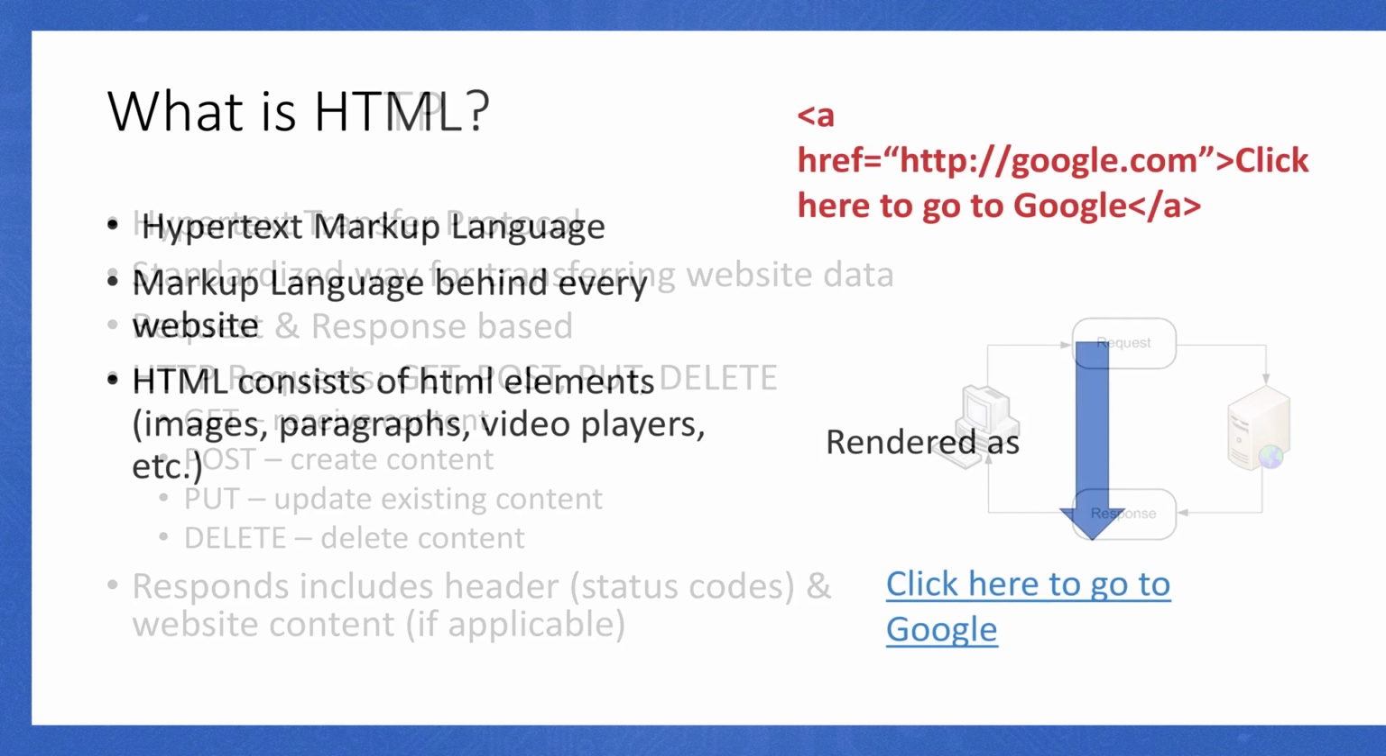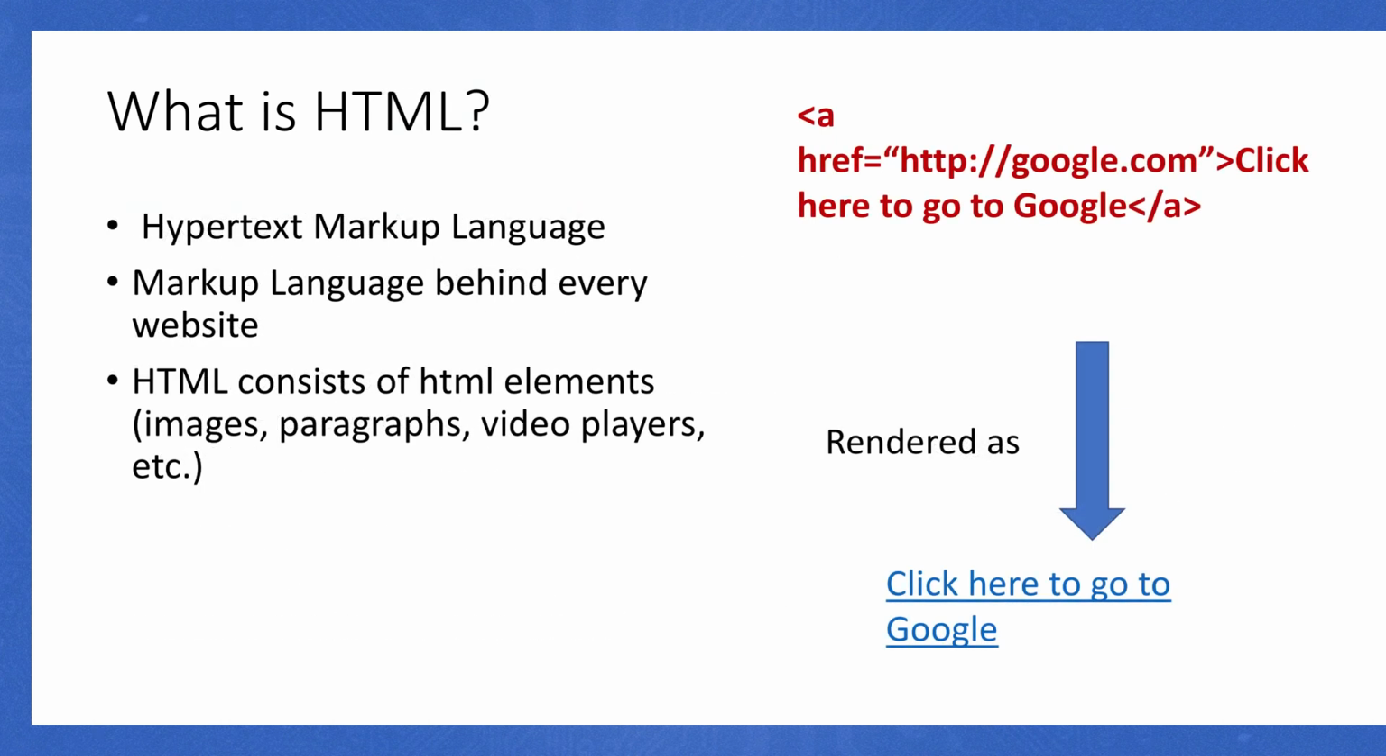Okay, now what is HTML? HTML stands for Hypertext Markup Language, and it's the markup language behind every single website. HTML consists of different HTML elements, such as images, paragraphs, video players, and other items on a web page. On the right, you'll see if you type some HTML, this is an example of a link. If I type out a href equals quotation marks and then a link to Google, and then "click here to go to Google," it'll get rendered as a link. So that's what HTML is. It's the code that actually generates the web page.